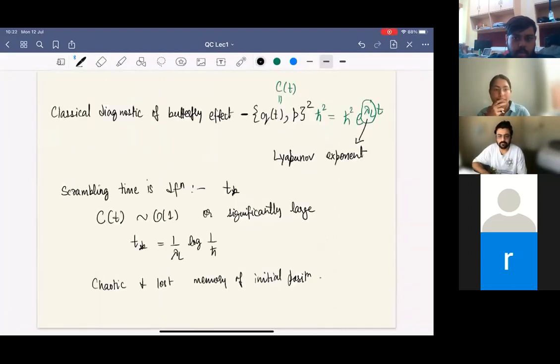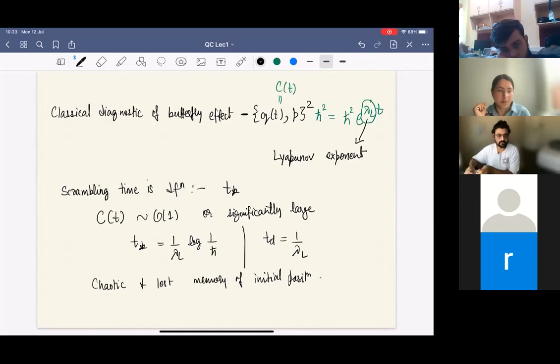This is probably related to what was discussed earlier. Can we interpret this as the dissipation time of this length scale or quantum scale, and that the initial information is lost or dissipated at this T star time? I don't clearly understand the question. I can understand 1 over lambda L, but this dependence on h bar through the log. We are discussing a semi-classical system, that's why there is this h bar here. So only in terms of scale it is semi-classical.